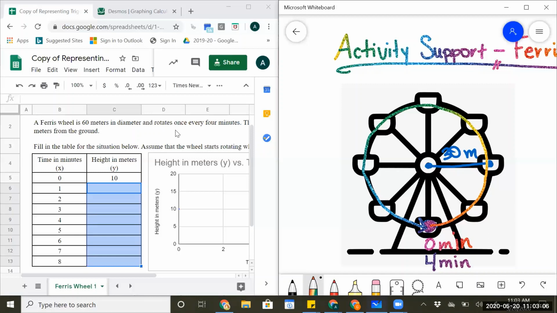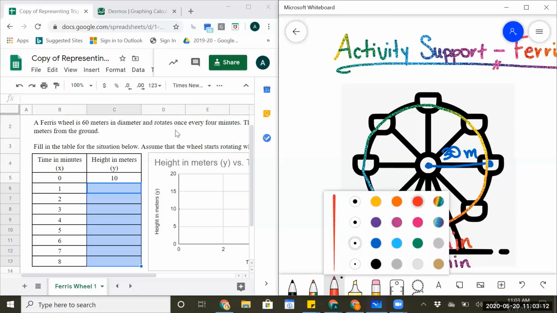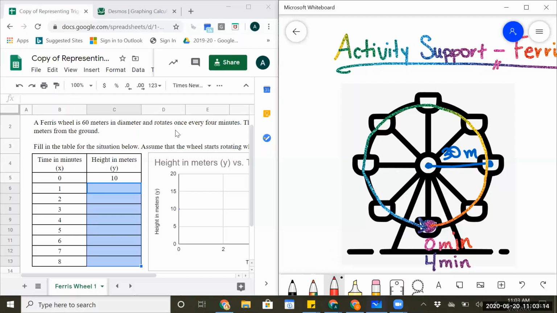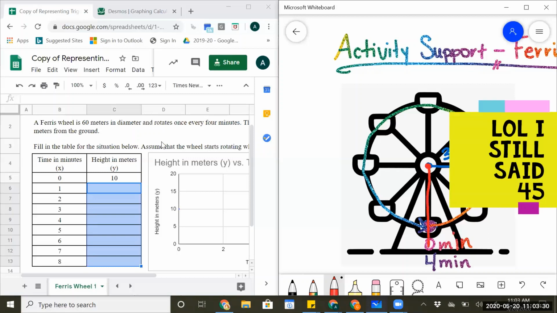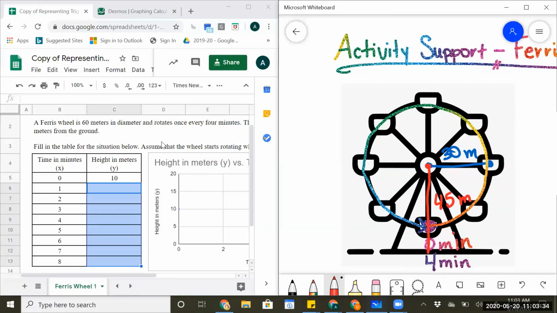The other information that we got is that the axle, that's pretty much the piece holding the Ferris wheel up, the axle here is 45 meters off of the ground. 45? 40, sorry. 40 meters off the ground. So this center axle where the Ferris wheel is being held up, this is 40 meters off the ground.